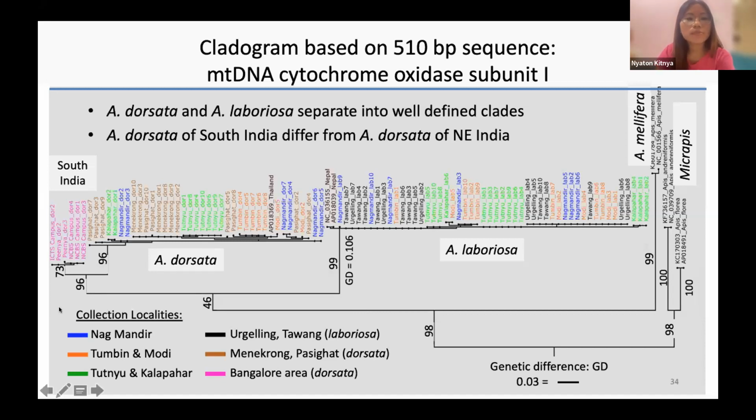So based on our analysis of the specimens collected from sites of sympatry, when we look at the two lines of evidence, the morphometric and the genetic evidence, it also supports that Laboriosa is a distinct species. So here I end my presentation.